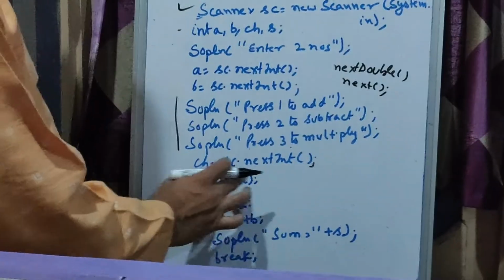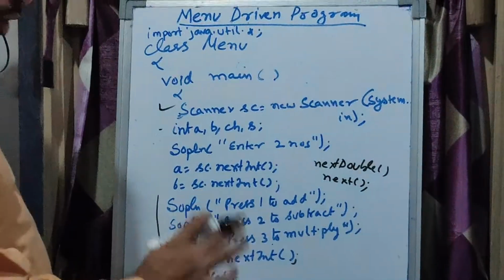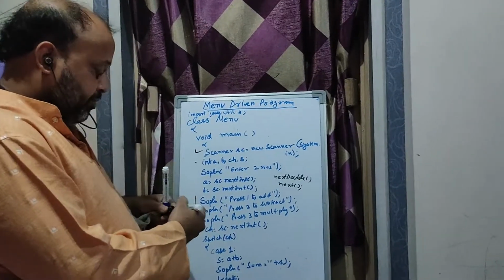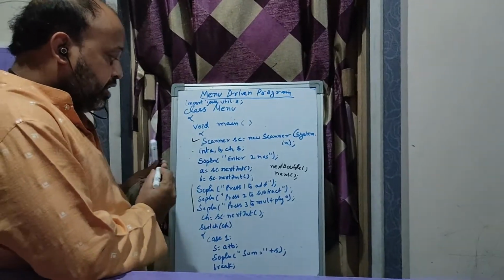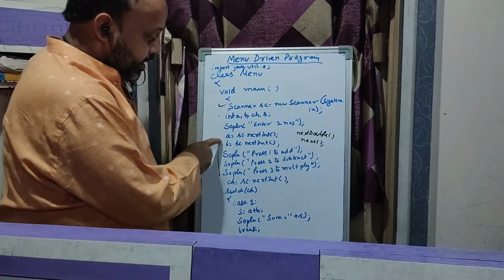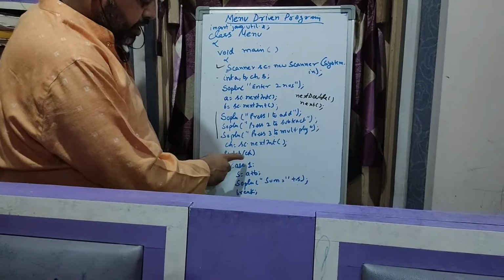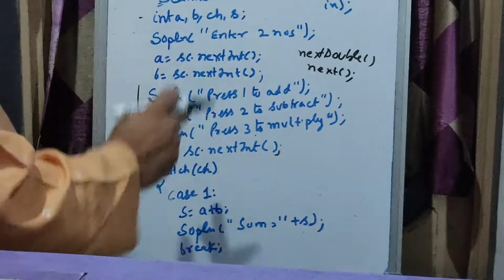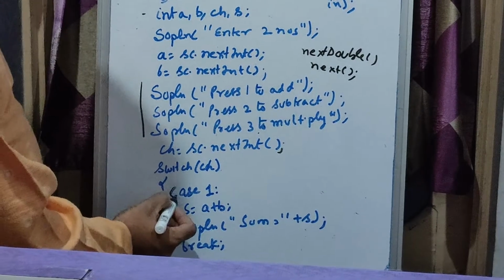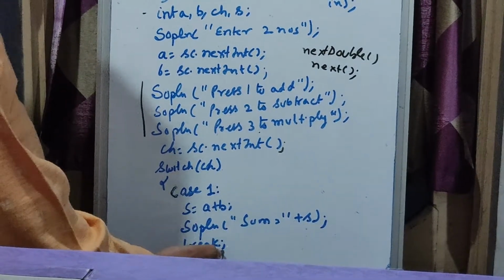ch is my choice. Means if user will enter 1, you will get the sum. If user will enter 2, you will get the subtraction. If user will enter 3, you will get the multiplication. So taken two numbers, menu, choice. Here, instead of if, we are using switch case. If your choice is 1, this is case 1. Case 1 will be executed and then break.